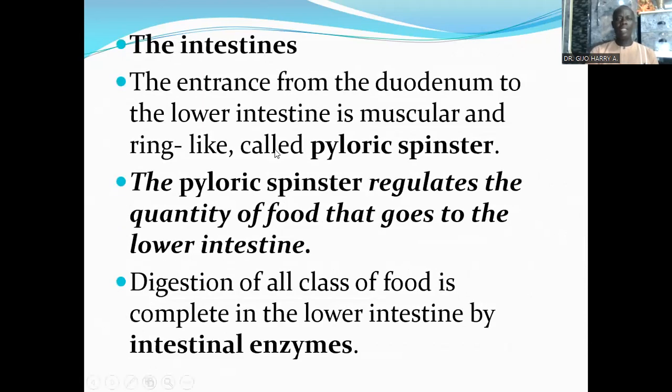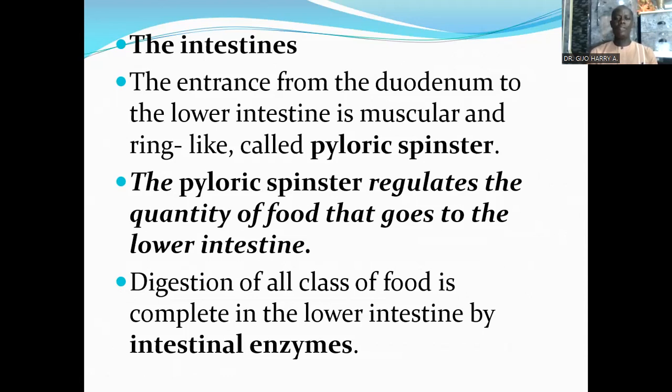Now I want to look at the intestine of birds. What happens at the intestine of birds? The entrance from the duodenum to the lower intestine is muscular and ring-like, a structure called the pyloric sphincter. The pyloric sphincter is at the entrance to the duodenum, and it is muscular and ring-like. Now, the pyloric sphincter regulates the quantity of food that goes to the lower intestine.